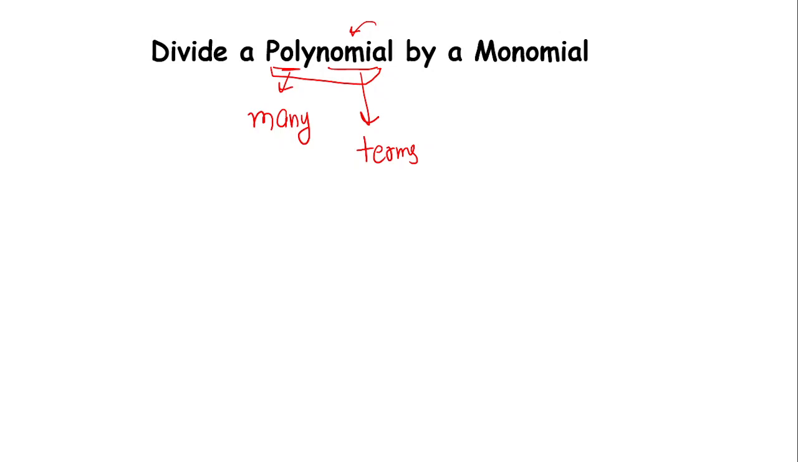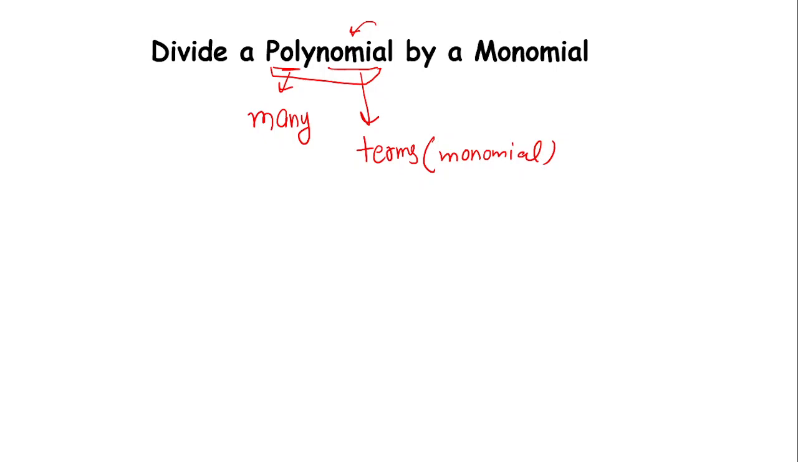Here, don't get confused by this word terms. You can replace this term by monomial. Now, what does polynomial mean? The polynomial means a combination of many monomials, or an expression involving many monomials.